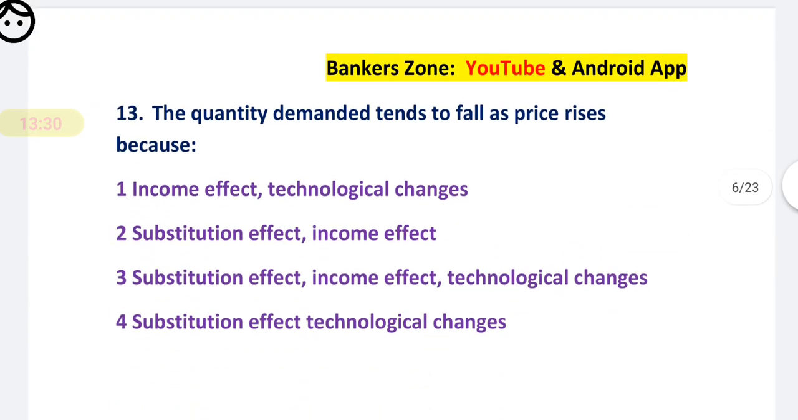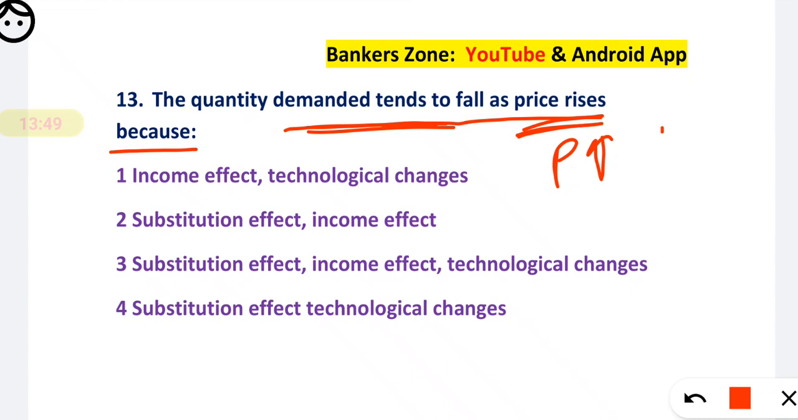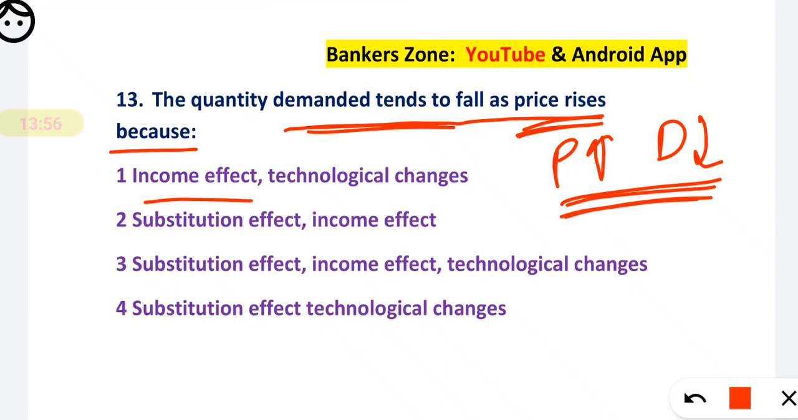Now the 13th question. The quantity demanded tends to fall as the price rises because... The quantity demanded tends to fall as the price increases, meaning when your price increases, your demand will decrease. This is the basic law of demand. Why does it happen? Basically this is the law of demand that we have already learned in the previous slide.